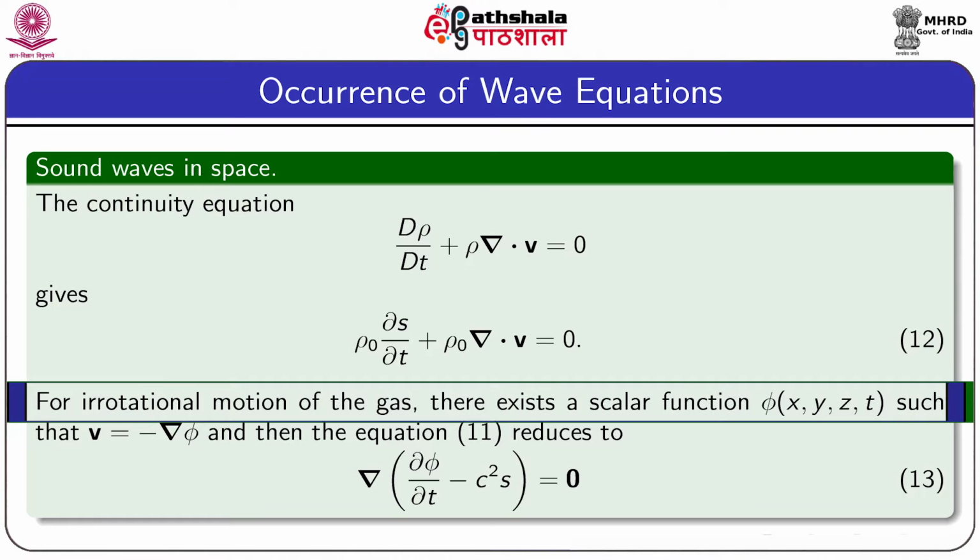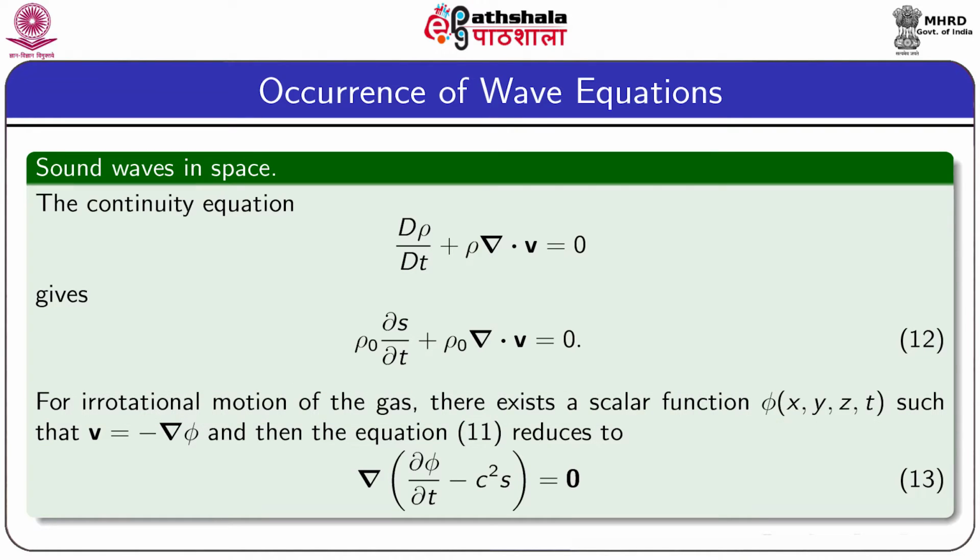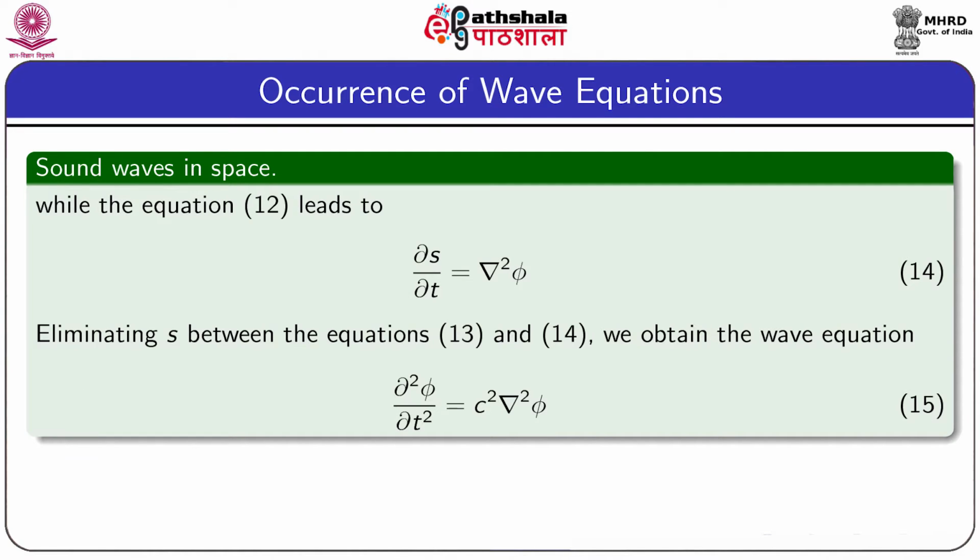Now, for irrotational motion of the gas, there exists a scalar function phi such that the velocity v can be written as gradient of the scalar function phi. So, v is equal to minus grad phi, and if we substitute this value of v in equation 11, which is shown here, it reduces to the form gradient of (∂φ/∂t minus C² S) is equal to 0.